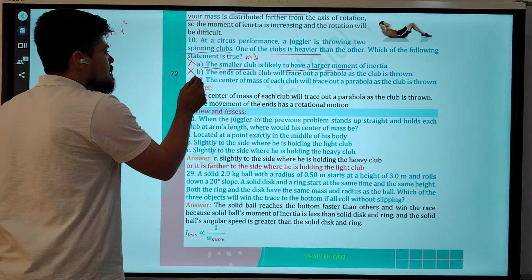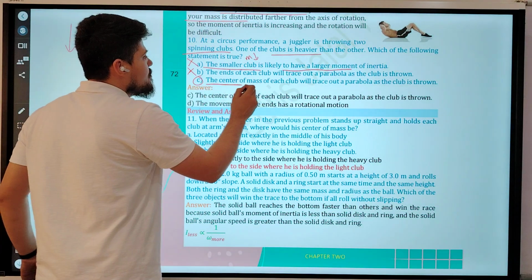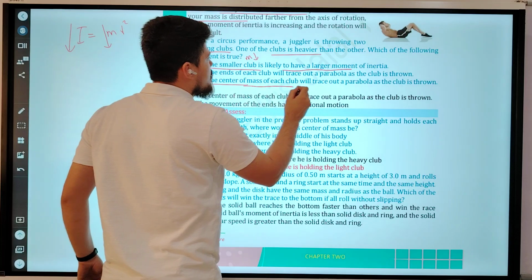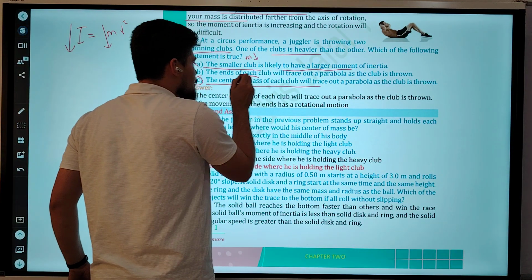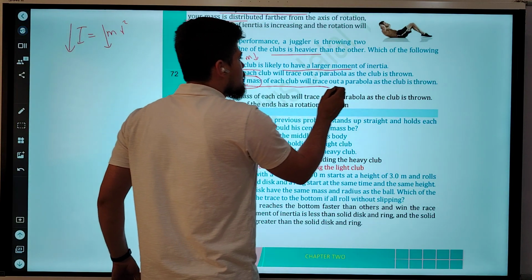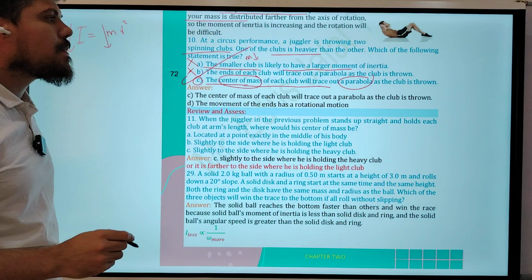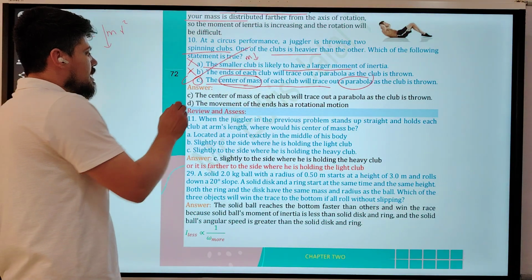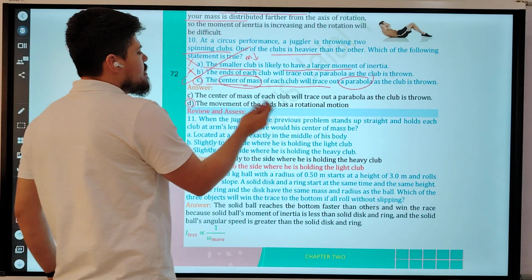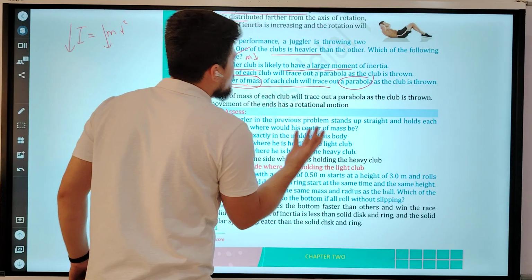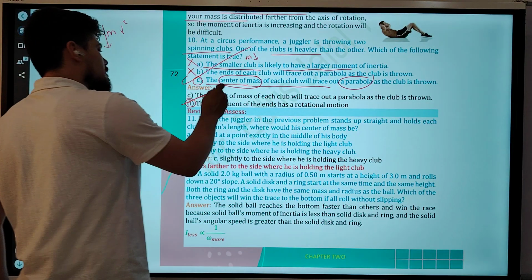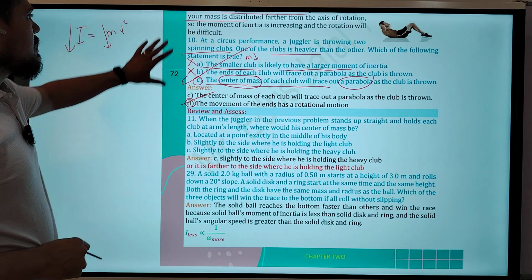Let's continue. C: the center of mass of each club will trace a parabola. Be careful, center of mass. Yes, C is correct. And I also added another choice: the movement of the ends is a rotational motion or spin? Yes. This is question 10.